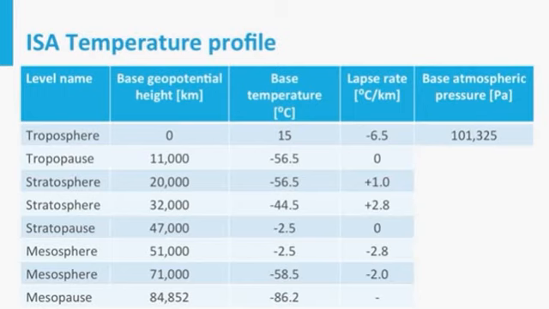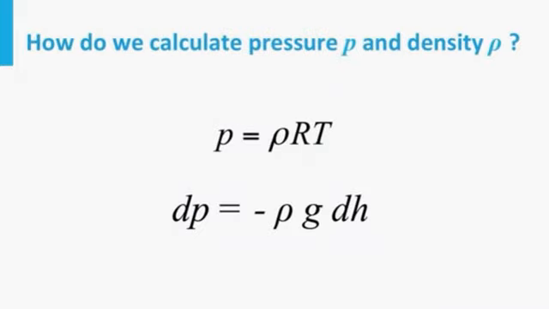Of course, if we have one of the two, we can very quickly calculate the other with the equation of state. Well, we have two equations. We have the equation of state and the hydrostatic equation. Let's start with the bottom one, the change in pressure, because we're looking for the pressure. So dP equals minus rho times g times dh. Let's use that as a start for the derivation of the standard atmosphere.